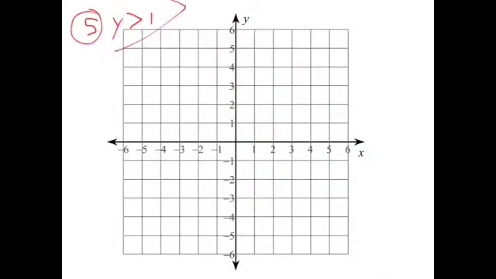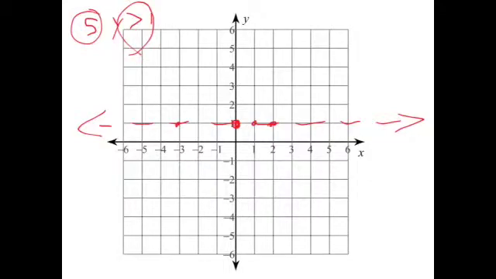Moving on to 5, we have this inequality of y greater than 1. Well, let's start with our y-intercept. That's going to be 1, obviously. Every single point along this horizontal line also has a y value of 1. This is the point 2, 1; 1, 1; negative 3, 1. They're all 1. And so everything on this horizontal line would be y equal to 1.